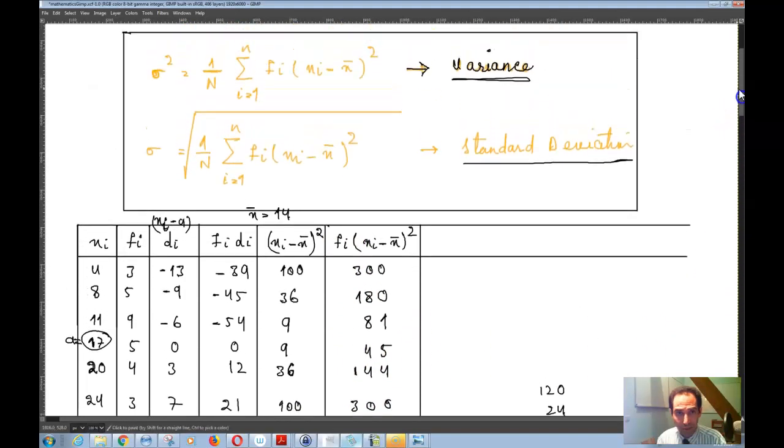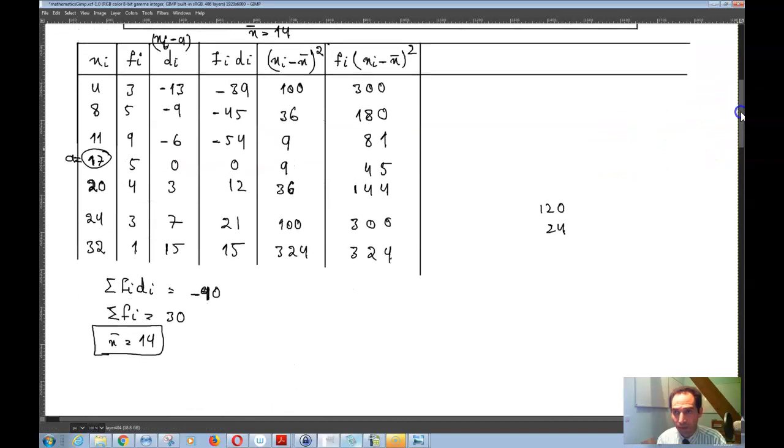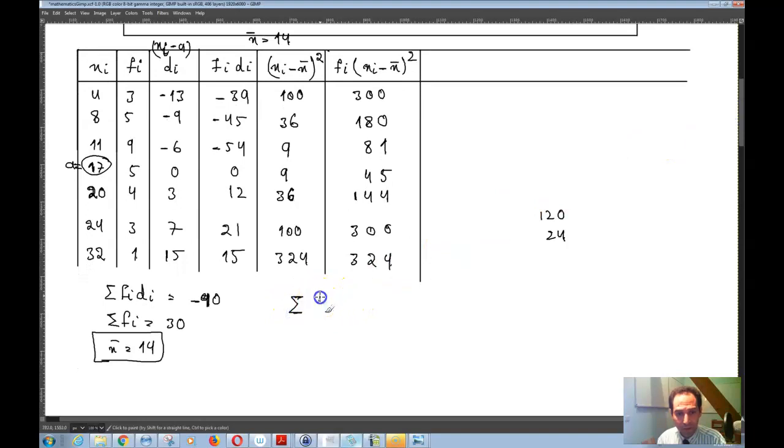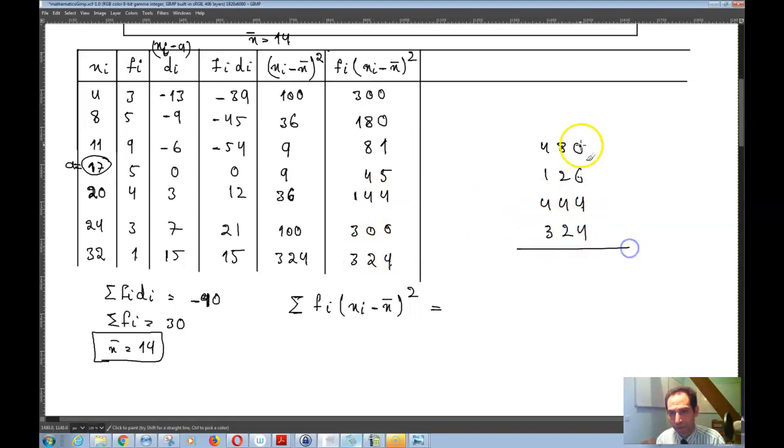Now I need to calculate sigma f_i times this whole expression. So then I can write sigma f_i times (x_i minus x bar) whole squared is equal to the sum of all of these numbers. This is 480, and this is 126. This is 444, and this is 324. So 126, I suppose, right? So you have 8 plus 6 is equal to 14, 11 plus 6 is equal to 17. The total is 1374.